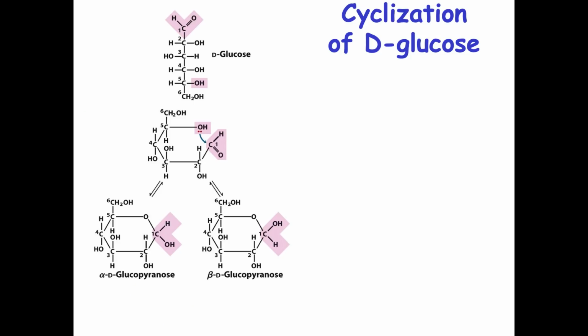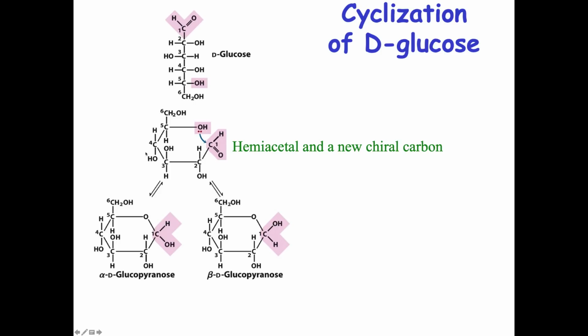So now let's look at the cyclization of D-glucose. Here we see in the top panel, D-glucose is written as a linear form. This cyclic structure is more representative of what it looks like. In the formation of this cyclic structure, the hydroxyl group from the C5 reacts with the carbonyl group of the C1. So here we see that reaction.